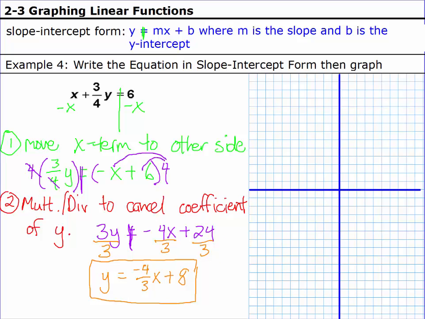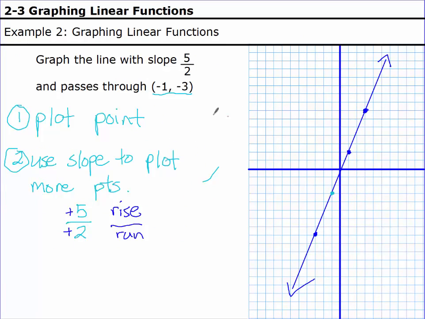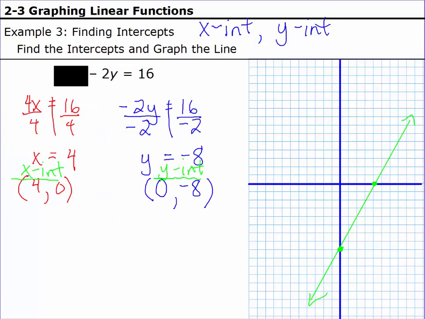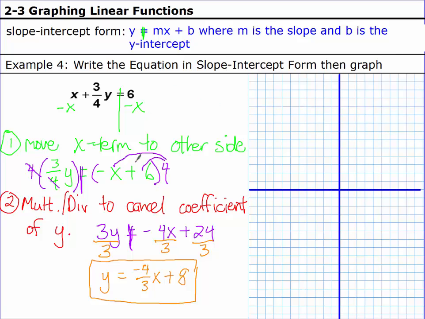Now to graph it. If we go back a couple pages to here, plot a point, use the slope to plot more points. That's our method of graphing. Well, they didn't just come out and tell me what the point is, but I know I have one because it's called slope-intercept form, and I have what's called a y-intercept. That's this number right here, the 8 is my y-intercept. That's a positive 8, so I'm going to go up on the y-axis 8 units.